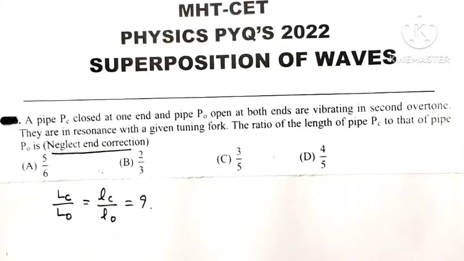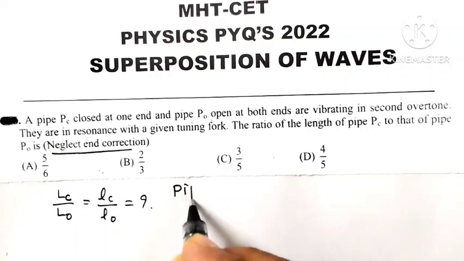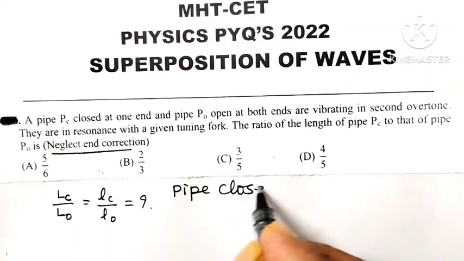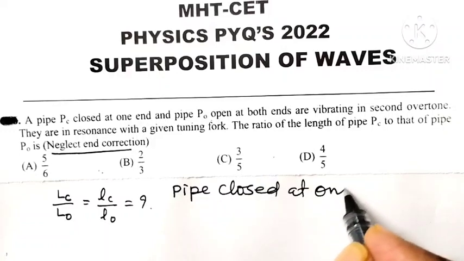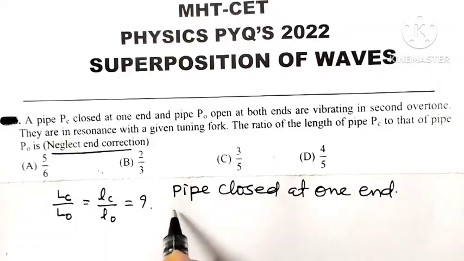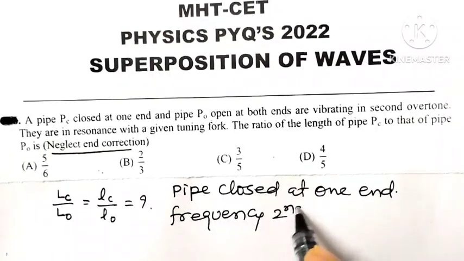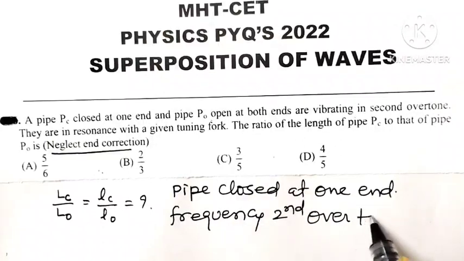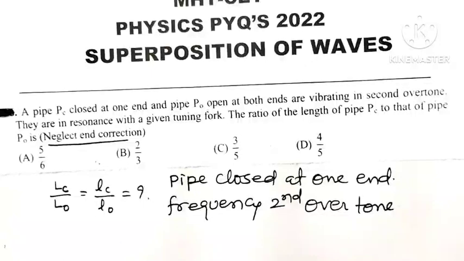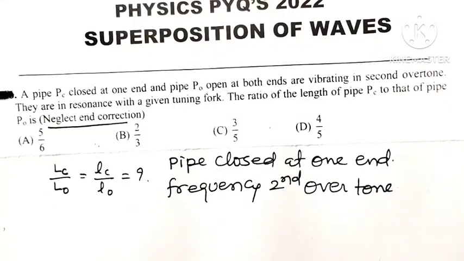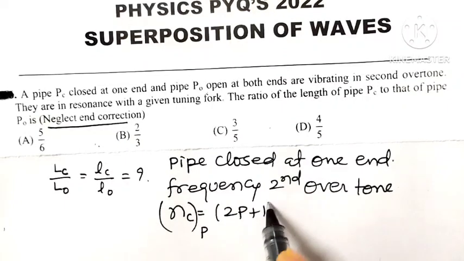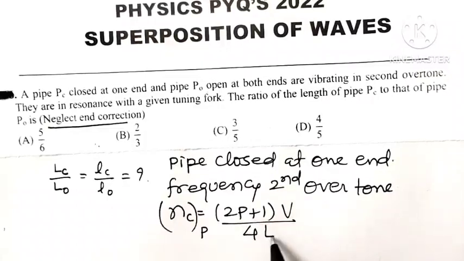Now remember that as far as a pipe closed at one end is concerned, what is the frequency of the second overtone? Frequency of the second overtone for a pipe closed at one end. The frequency of the pth overtone is NC is equal to (2p plus 1) into V divided by 4 times LC.